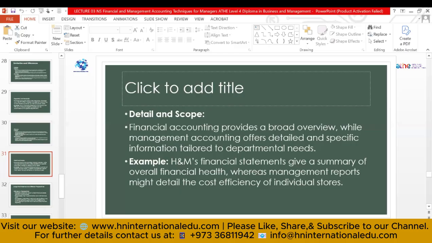While management accounting offers detailed and specific information tailored to departmental needs, that is, according to department, we get to know in the management accounting system which department is more competitive, which department needs more training and budgeting and everything. For example, H&M's financial statements give a summary of the overall financial health of the business, whereas management reports might detail the cost efficiency of individual stores. That is, every store is efficient at what space, whether they could use scarce resources more efficiently or they could use it abruptly because they don't have to pay the bills. They are only working there and getting salaried.